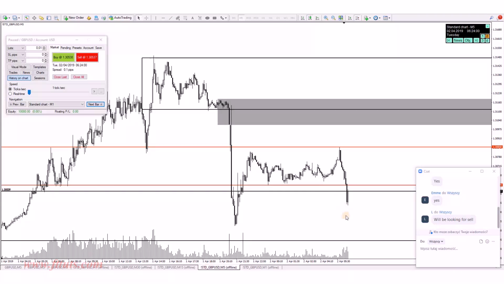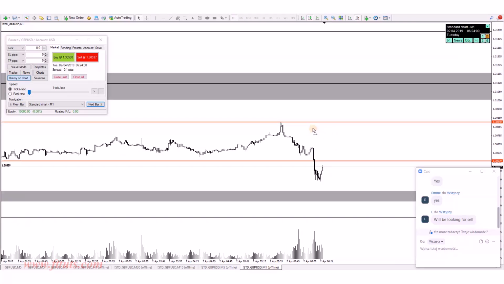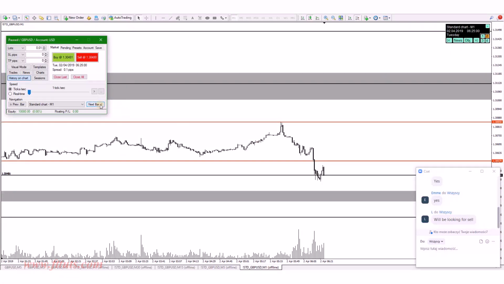Just check how it looks on the M5. And just in case I'm drawing here maybe something. Yeah. The price need to go somewhere. This rejections from nowhere, I don't like this. So if I'm not sure about something, I'm not joining the market.